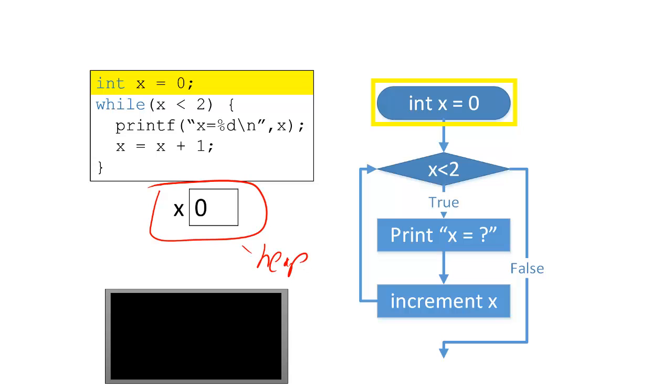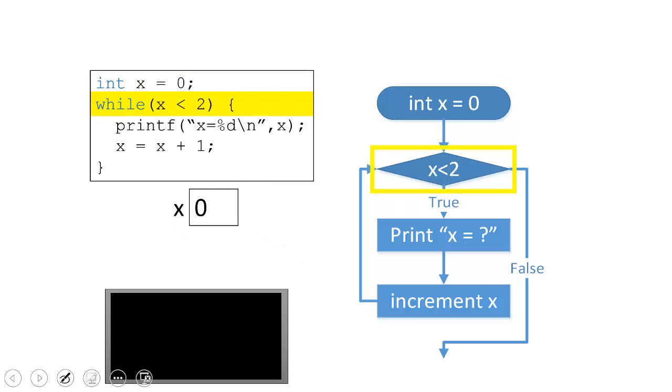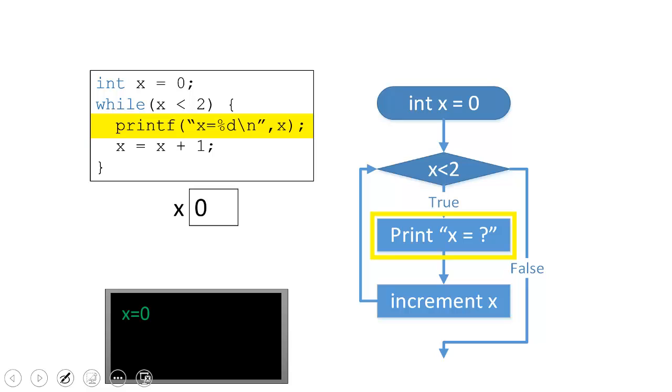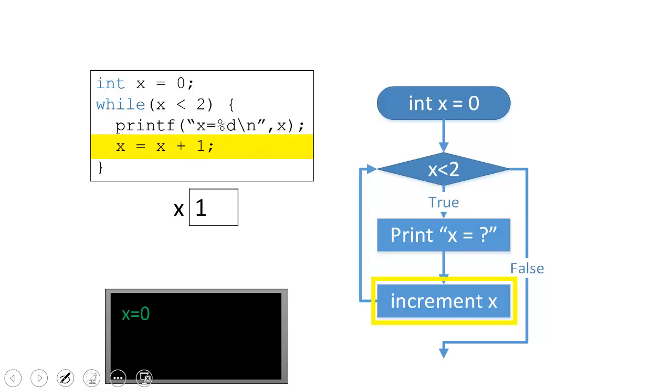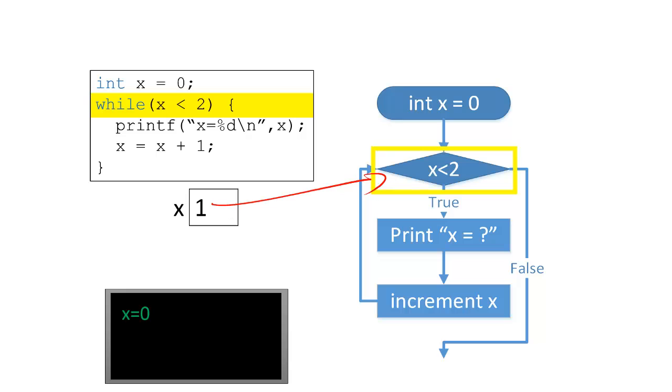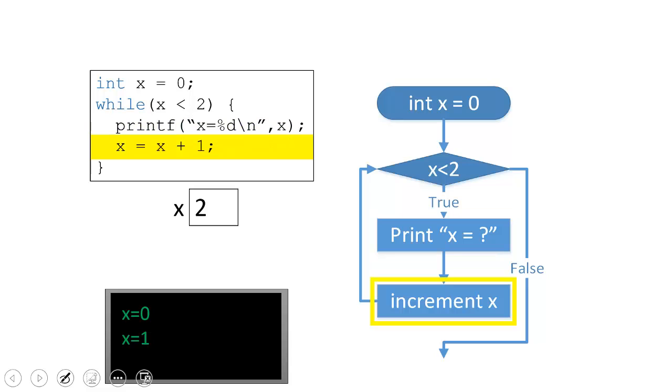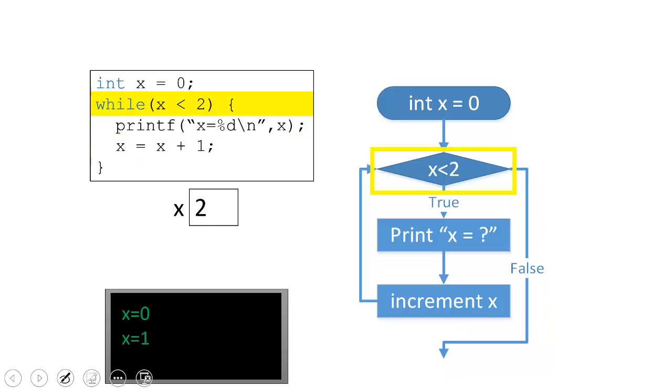And then I'm going to go into my while loop. I'm going to check my condition, is 0 less than 2? Well, yes. So we're going to follow the true branch, and we're going to print x equals 0 to the screen. And then we're going to increment x, so it now becomes 1. And then we'll take our loop back, and now we check is 1 less than 2? It is, so we say true. We print the value to the screen, then we increment our value x to 2, and then we go back up here, is 2 less than 2? No. So then we say false, and we exit our loop, and we're done.